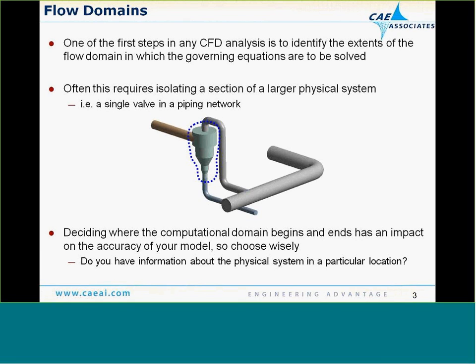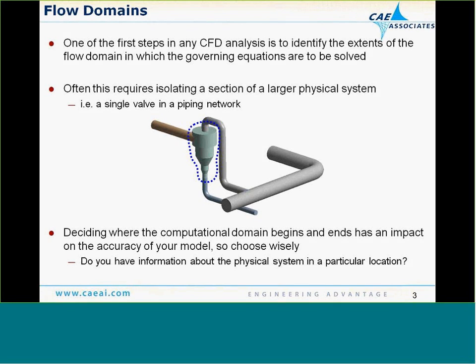Okay, first steps in any CFD analysis, after we've decided that CFD is what we want to do: we have some goal in mind. Let's say we want to predict the pressure drop, or maybe we want to find the lift or drag over an object. Once we identify that CFD can provide us those quantities, we need to determine the extents of the flow domain over which we're going to solve the governing equations. So how big of a domain, whether it's internal or external, do we need to include in order to get the information that we're looking for?